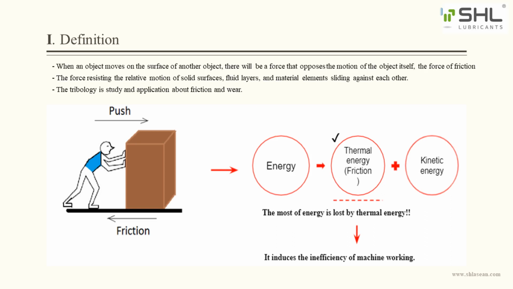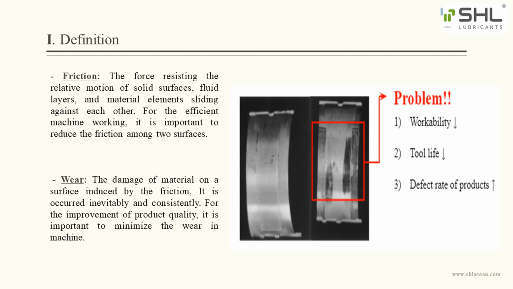When an object moves on the surface of another object, a resistance force is created, preventing the motion of the object itself. That force is called frictional force. This force resists the relative motion of solid surfaces, layers of liquids, and particles of matter sliding over each other. Friction is defined as the force resisting the relative motion of solid surfaces, layers of liquids, and particles of matter sliding against each other. For the machine to work efficiently, it is important to reduce the friction between the two surfaces.